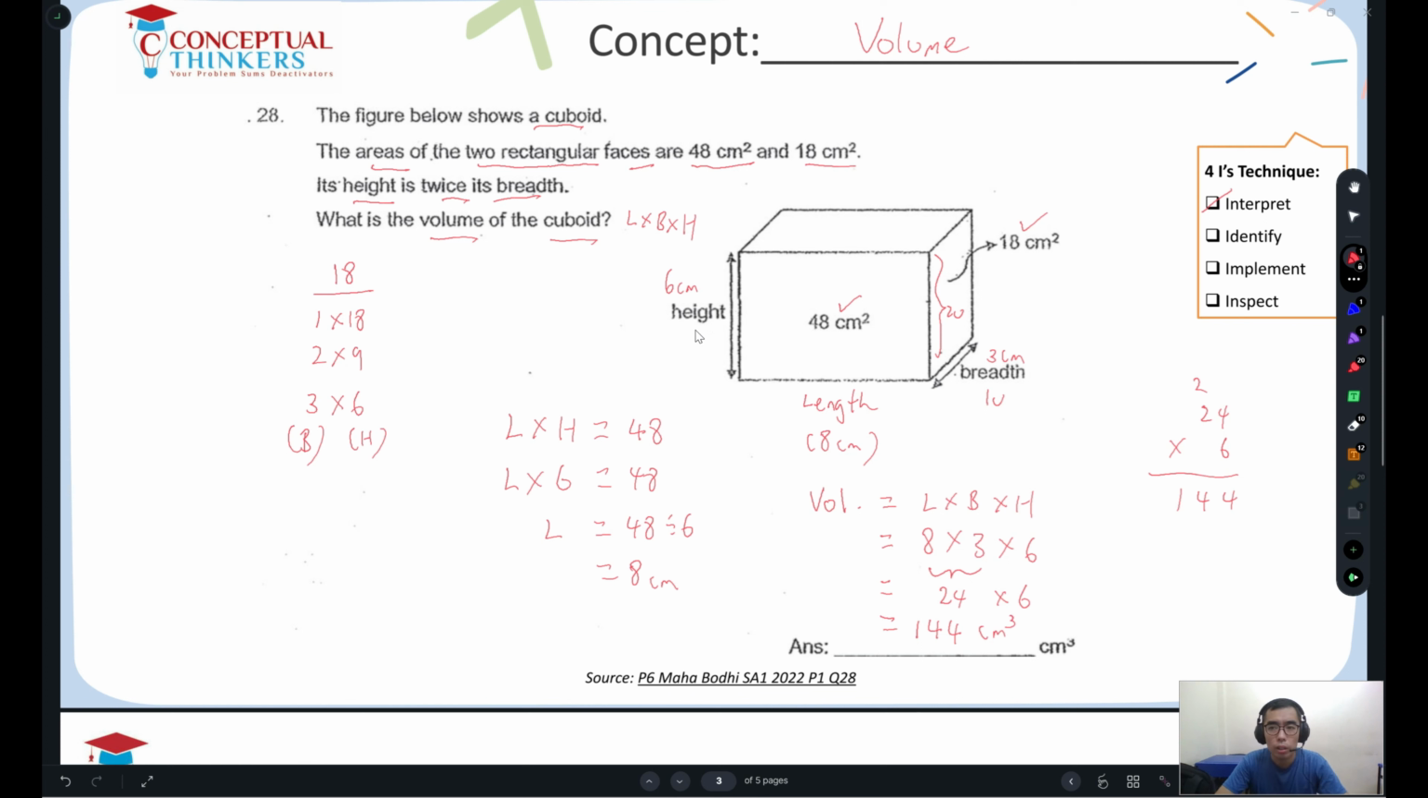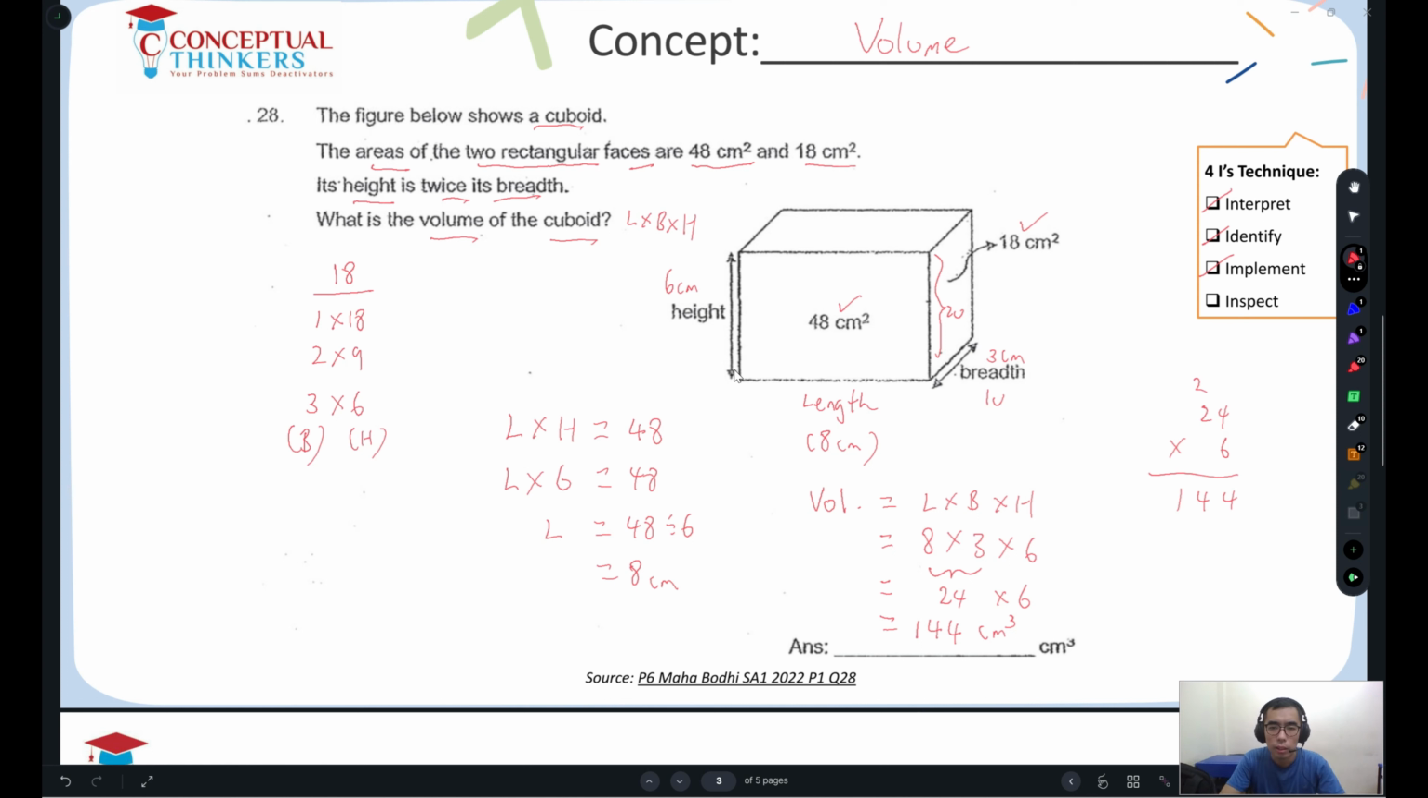This is how I identify that it's actually a volume concept, by looking at what the question is asking for. Next, we implement the steps. Since we are given the area of the 2 rectangular faces, I use the factors of 18 to look for the length, the breadth and the height. Since the height must be twice of the breadth, I know that the height has to be 6 and the breadth will be 3.